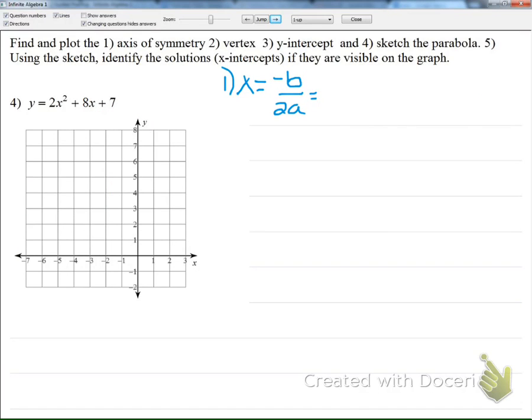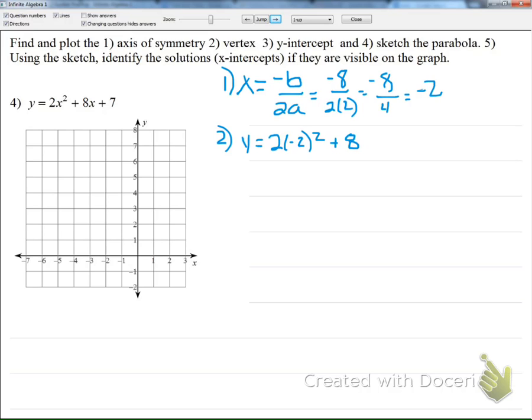Alright, you ready to go over number 4? We start off with finding the x-coordinate of the axis of symmetry. So opposite of b over 2a, fill it in, negative 8 over 2 times 2. So negative 8 over 4 equals negative 2. This problem, as I was working it out, seems very familiar to another one. I almost think that it's the exact same problem. I don't know. I haven't looked back yet.